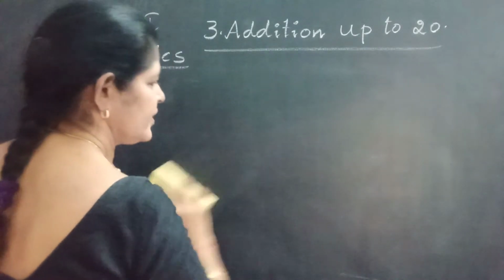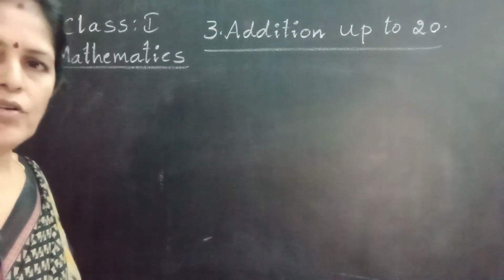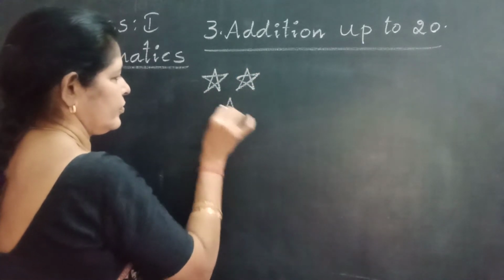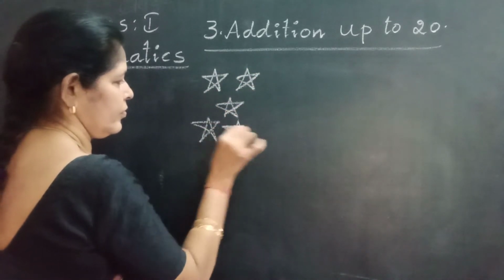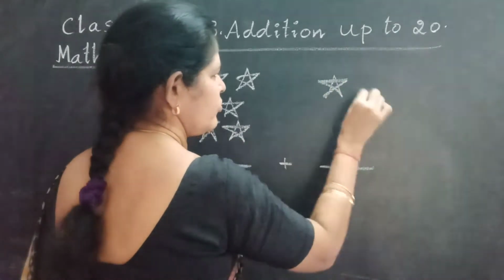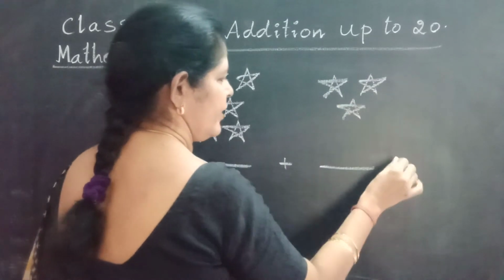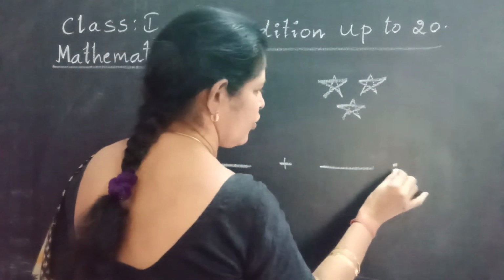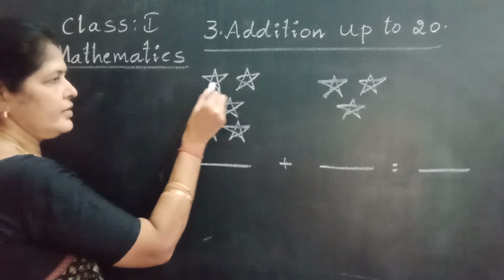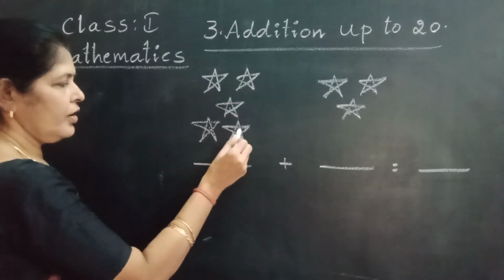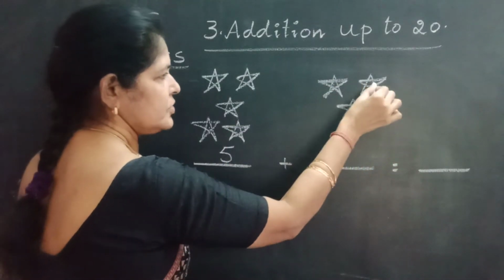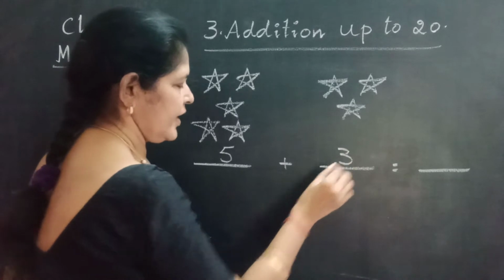Count the things and find the total. Count and write the number, and find the total. Come on, ready? 1, 2, 3, 4, 5. Write number 5. Next, go to here. 1, 2, 3. Write number 3.